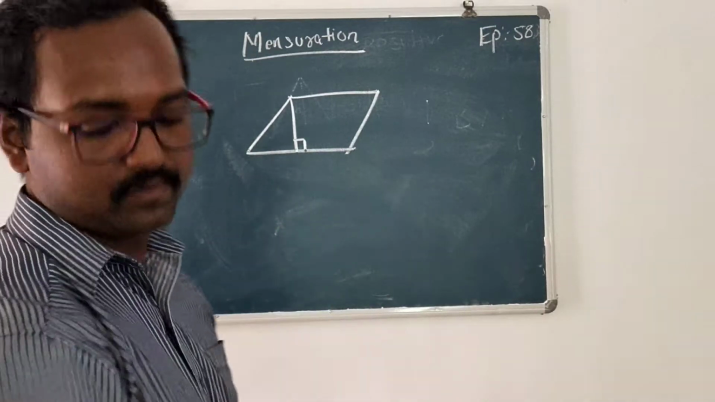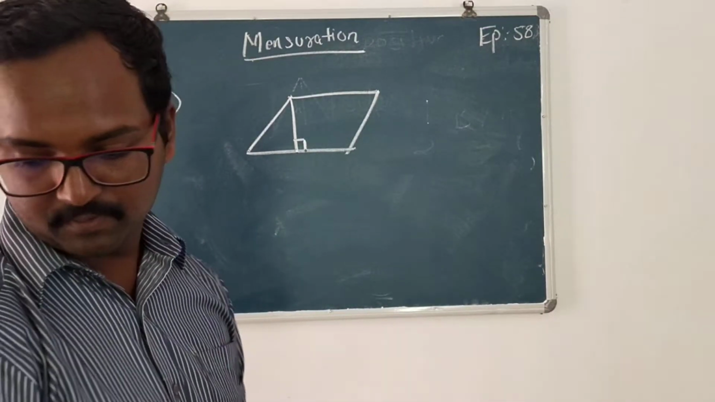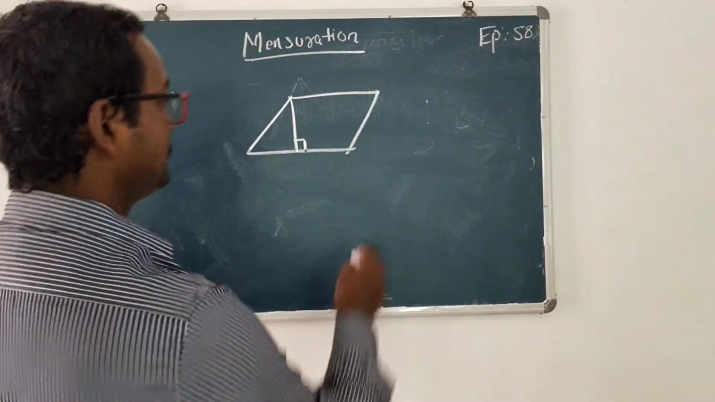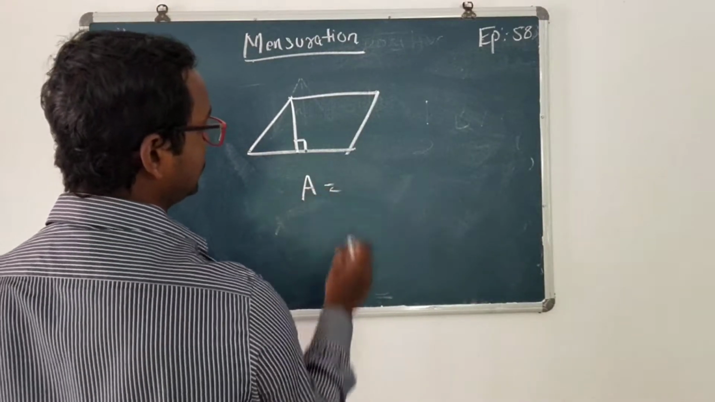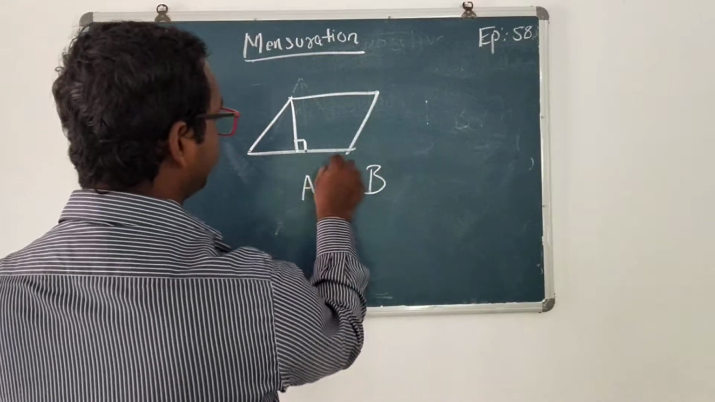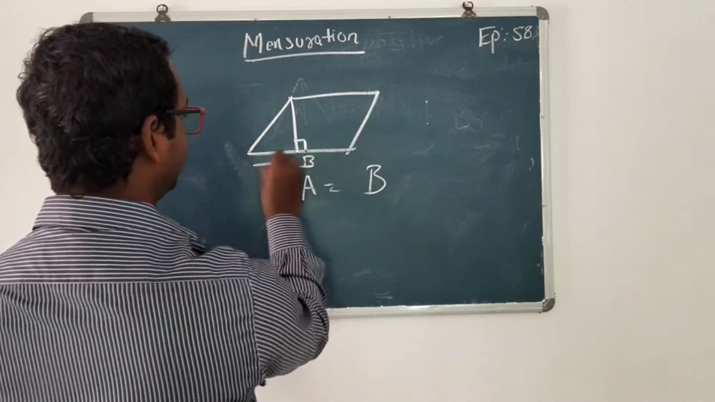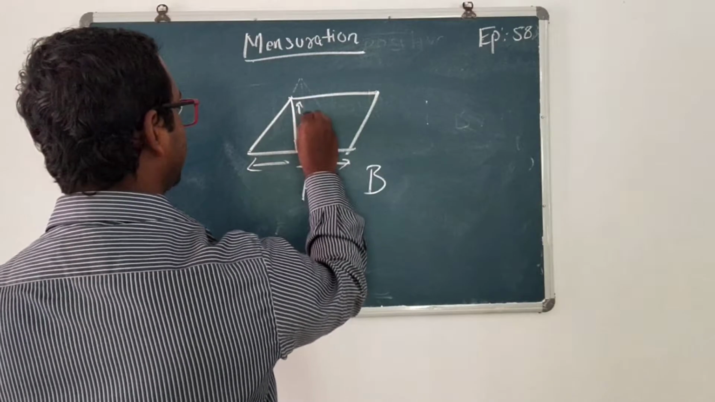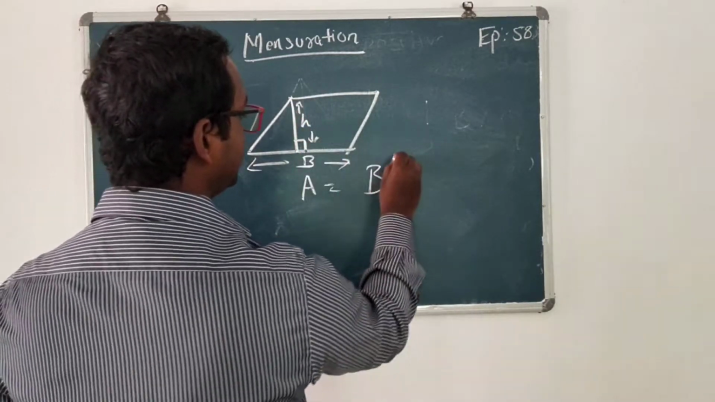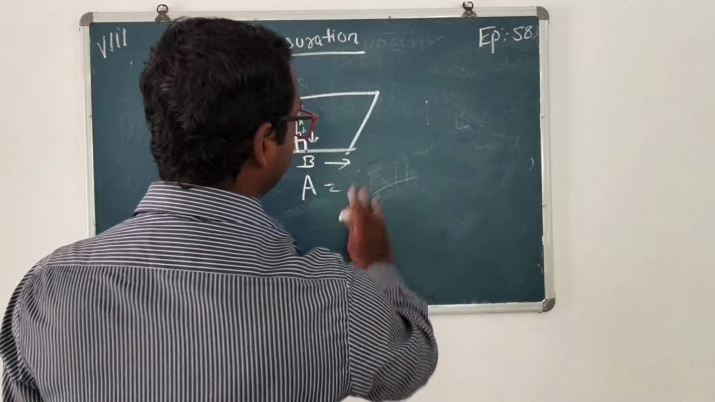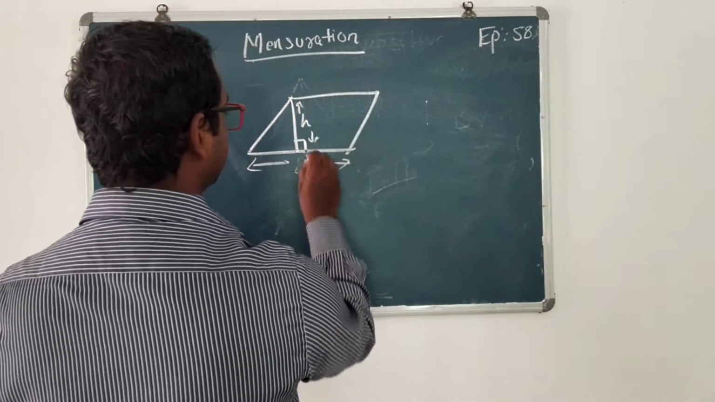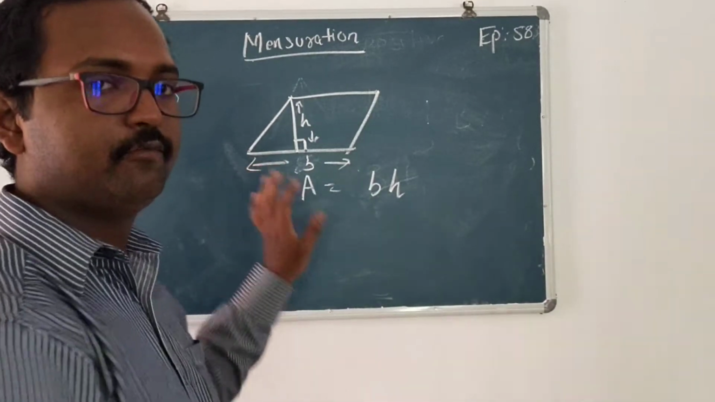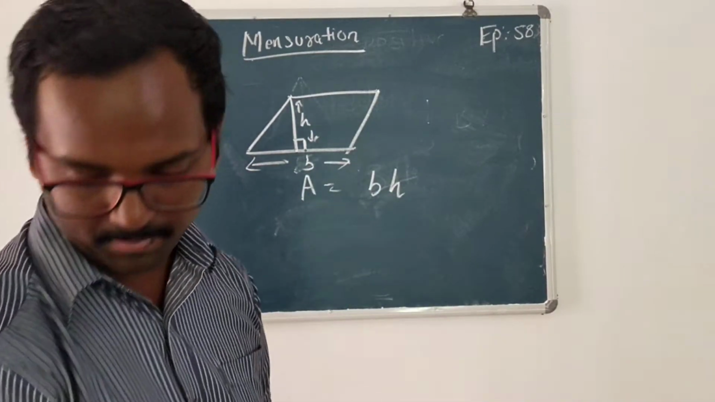So this is a parallelogram. Okay, in the parallelogram, the area formula is, this is our base, from here to here it's base, and this is height. Then the area formula is just base into height, we can write it as BH. So the area of parallelogram is base into height.